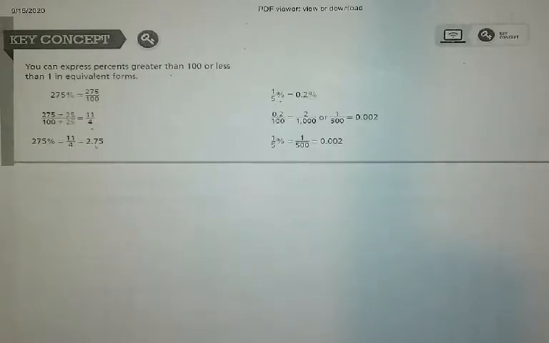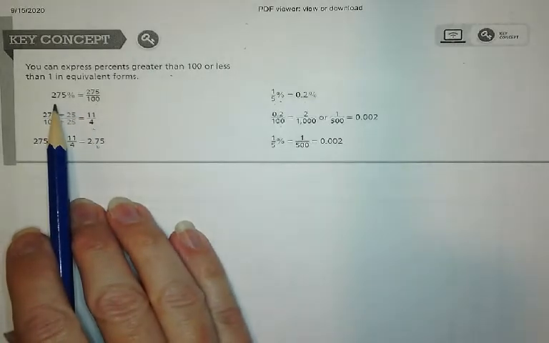Today we begin lesson 6-3, representing percents greater than 100 or less than 1. We will start with two examples under the key concepts at the top of page 350 in the white Topic 6 packet. The first example shows a percent greater than 100.